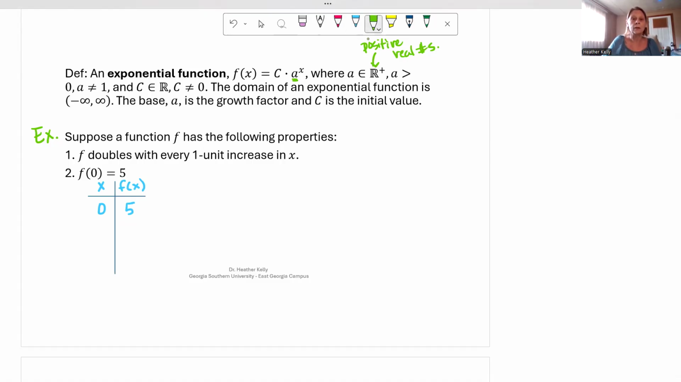Now let's go back here and investigate what this says. This says f doubles with every 1 unit increase. So to increase this by 1 unit, the next one would be 1, and then it would be 2, and so forth. So we'll just write a few there. And then it also says f doubles with every increase. So right now it's 5. So when we double it, it's going to be 10. And when we double that, it's going to be 20. And when we double that, it's going to be 40. And when we double that, it's going to be 80.